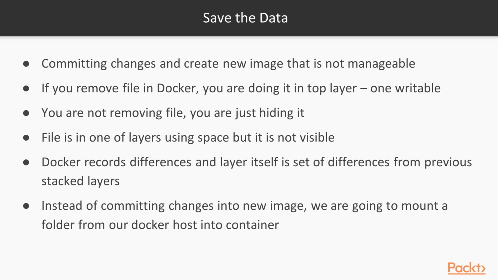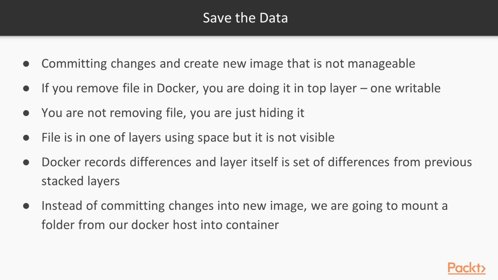Think about it. If you remove a file in Docker, you are doing it in the top layer, which is the only one writable. So in reality, you're not removing the file, you're just hiding it. The file is in one of the layers using the space, but it is not visible. Docker records differences, and a layer itself is a set of differences from previous stacked layers.